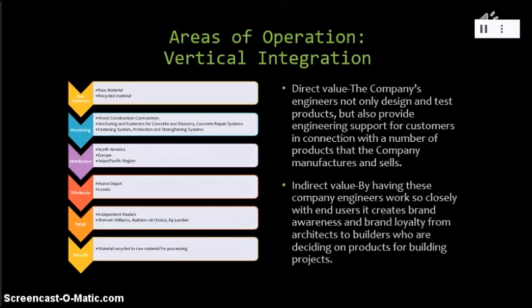The direct value we see here is the company engineers not only design and test products, but also provide engineering support for customers in connection with a number of products that the company manufactures and sells. The indirect value to the customer is by having these company engineers work so closely with end users, it creates brand awareness and brand loyalty from architects to builders who are deciding on products for.